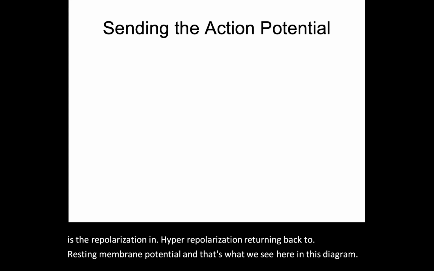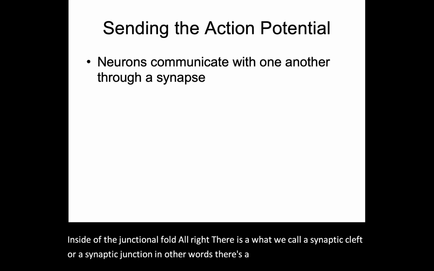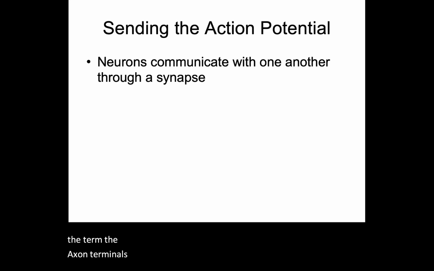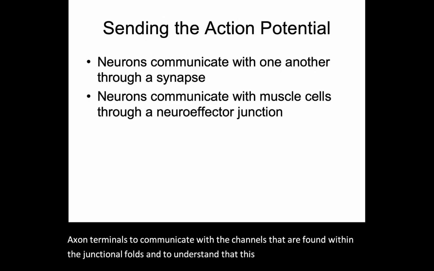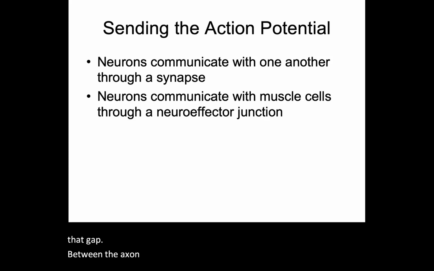All right, so inside of the junctional fold, there is what we call a synaptic cleft, or a synaptic junction. In other words, there's a space that allows the neuron, the axon terminals, to communicate with the channels that are found within the junctional folds. And to understand that, this is what we need to look at next. When a neuron communicates with a muscle cell, that space, that gap between the axon terminal and the junctional fold, is what we call a neuro-effector junction.